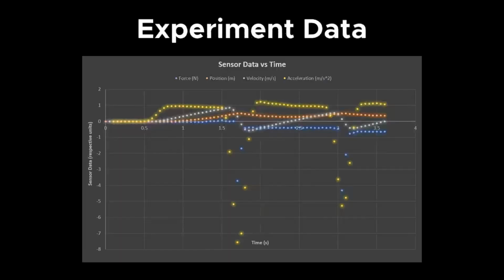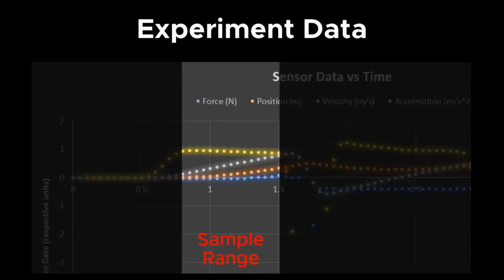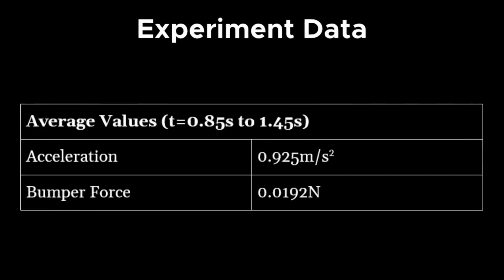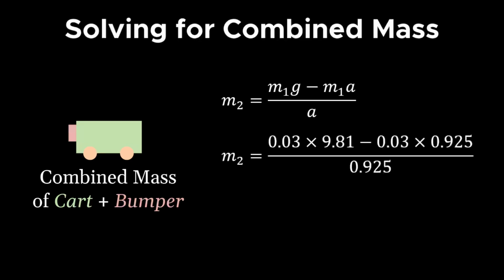From our accelerometer and force sensor data, we can find an average acceleration and force reading for the period between 0.85 seconds and 1.45 seconds. Our average values are 0.925 meters per second squared and 0.0192 newtons for the acceleration and force respectively. We substitute in an acceleration of 0.925 meters per second squared and obtain a combined mass of 0.2879 kilograms.